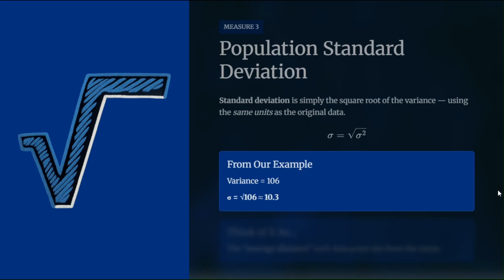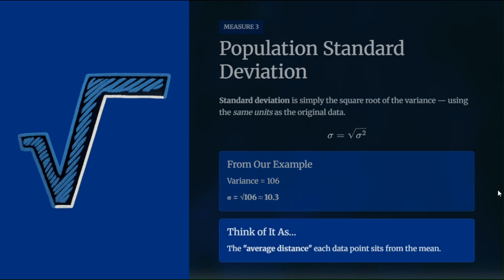So think of it as the average distance of each data point from the mean. It's intuitive and directly comparable to your data. So for instance, in this case, the average distance from each test score from the mean of 82 is approximately 10.3.